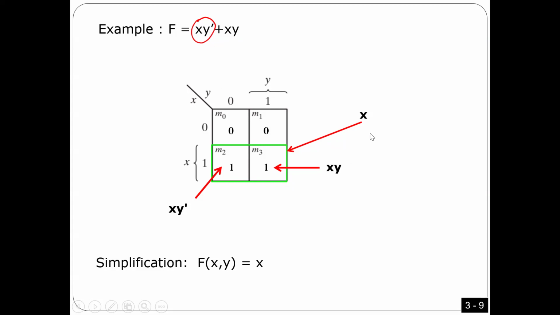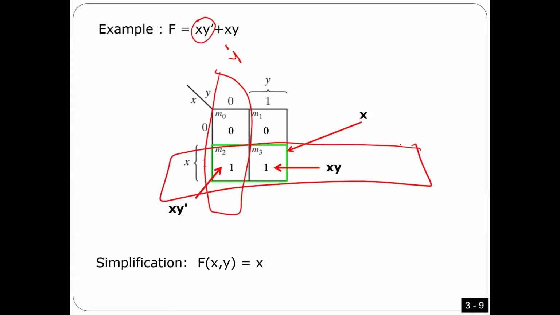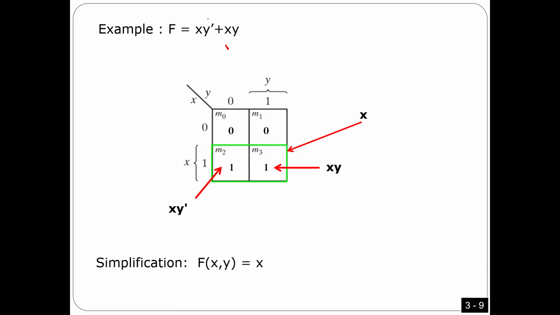So where is the area of y prime? This is y prime. Where is the area of x? This one. So the intersection is this one. You understand what I'm saying? So that means, because of this term, I'm going to put one here.